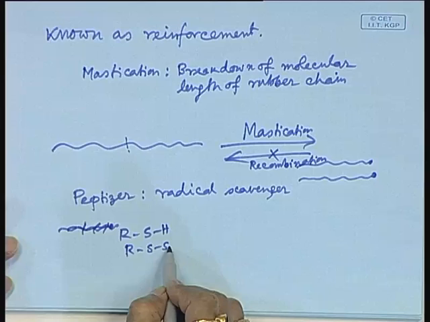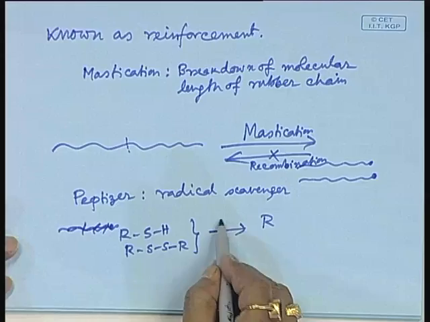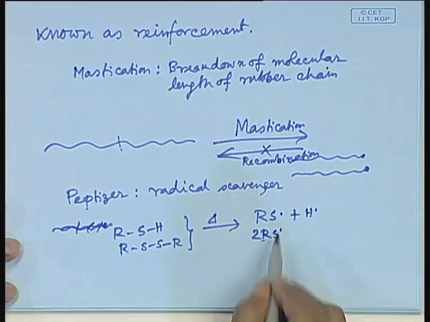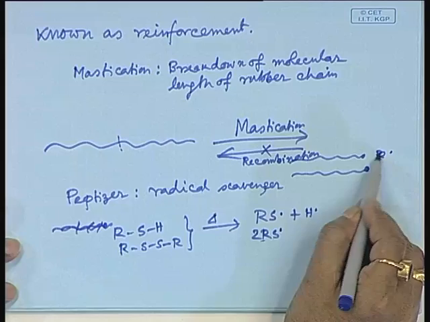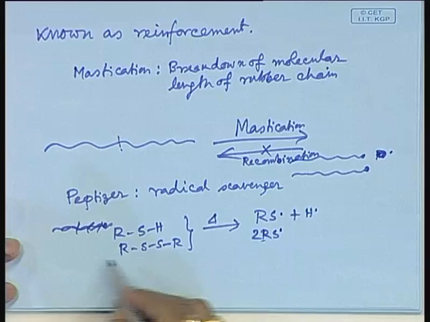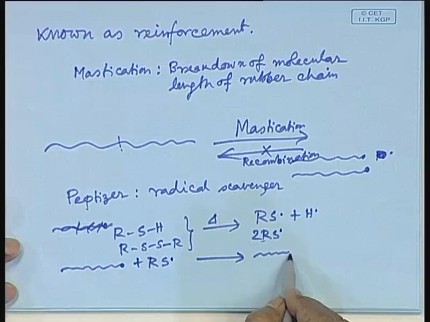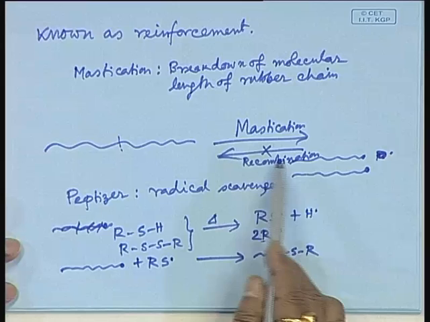What do they do? Actually, they thermally break down, forming RS radical plus H radical, or they can form 2 RS radicals. These come from the disulfide or peptizer molecules. Then the rubber free radical which has been produced comes in contact with this broken peptizer radical, so it scavenges it, forming this bond. In this way it prevents the recombination reaction, the reverse process.